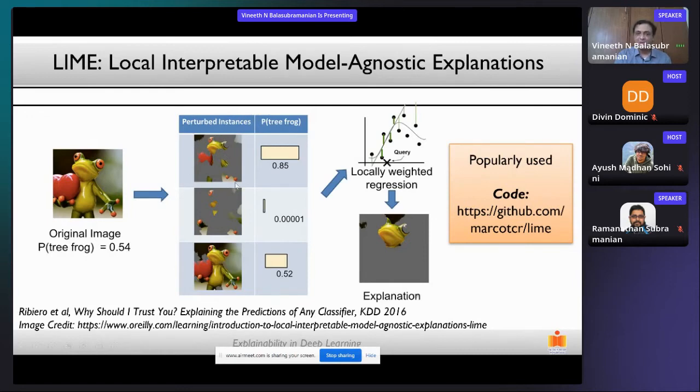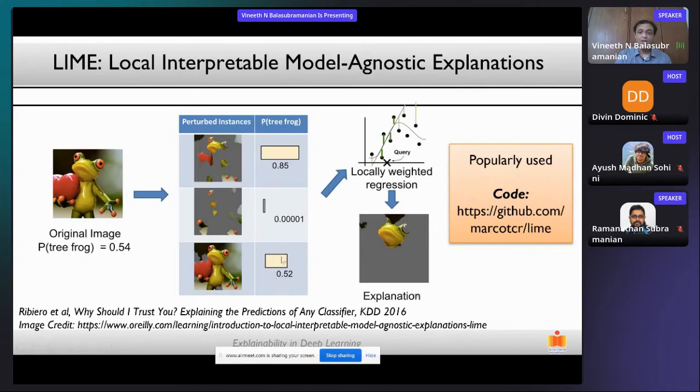Now, for each of these perturbed instances, you propagate them through the same neural network, and you look at the prediction probability for a tree frog. You see that when only the face is given, the prediction probability goes up to 0.85. When random parts of the tree frog are presented, the probability goes down to 10⁻¹. When you have the full tree frog, it predicts with probability 0.52. You just occlude some parts of the background, and the probability is at 0.52. So now you have a new data set, made of these perturbed instances and their corresponding probabilities.